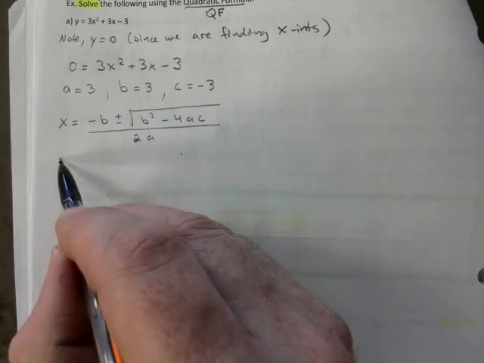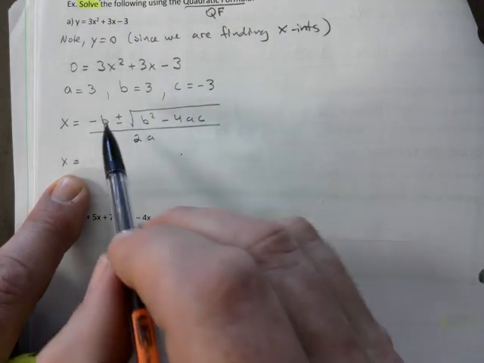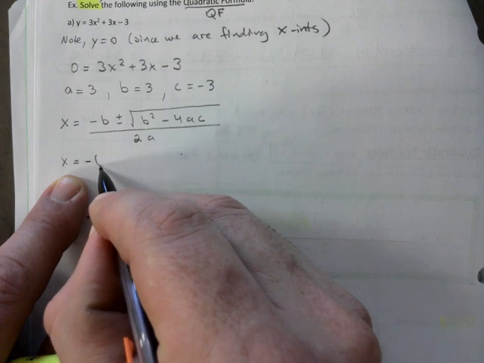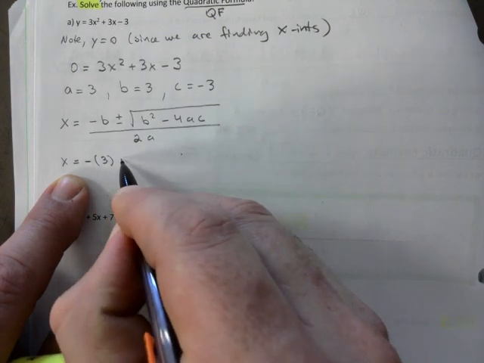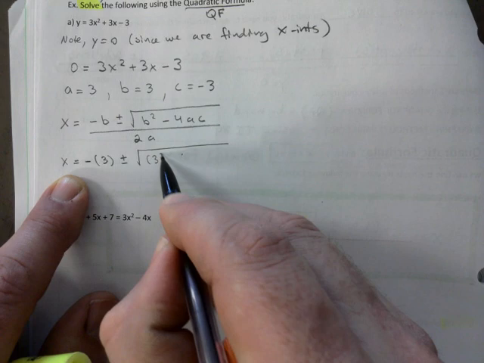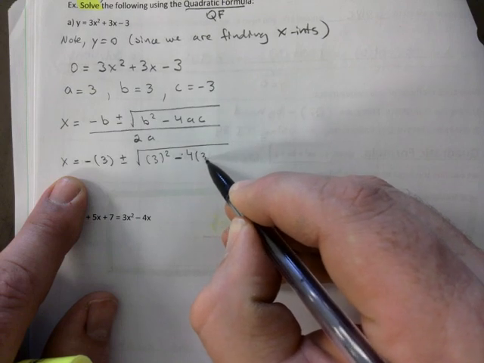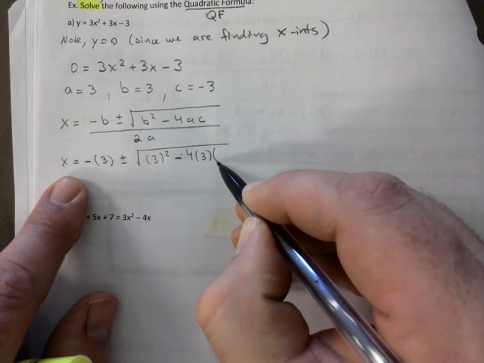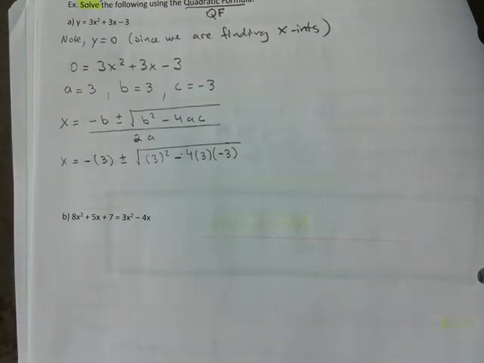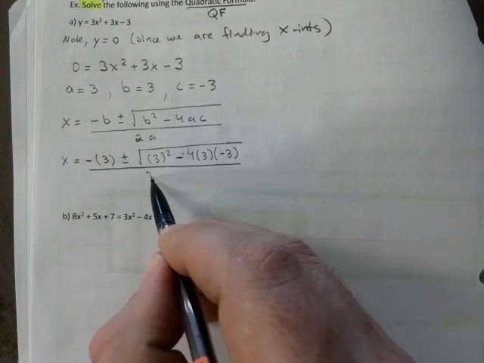So let's go ahead and do this with numbers. Notice I don't use brackets here because I just quickly wrote it out, but you have to assume every variable is technically in brackets. So I'm going to go minus whatever b is, and b is 3, right? Plus or minus the root of b squared minus 4 times a, which is 3, times c, which is negative 3. Make sure the root is over the whole thing. And then we divide the whole thing by 2 times a.